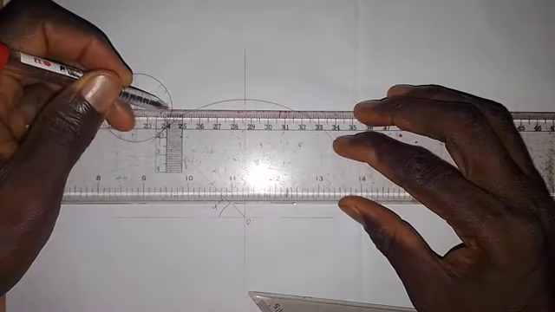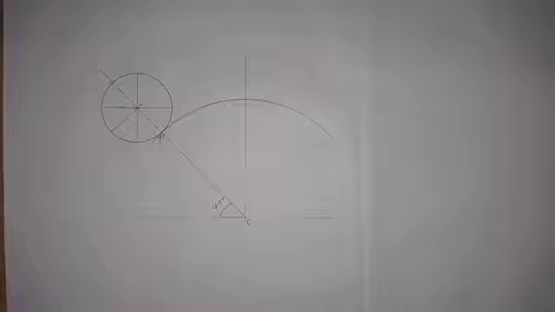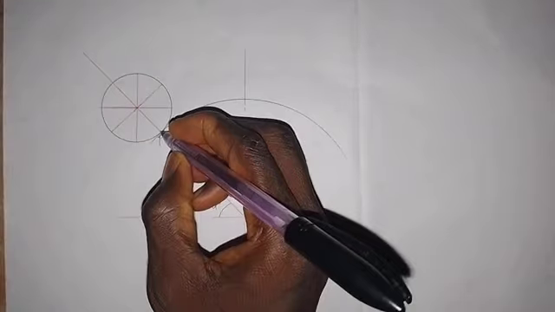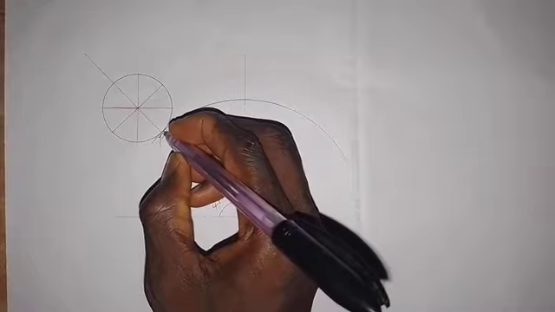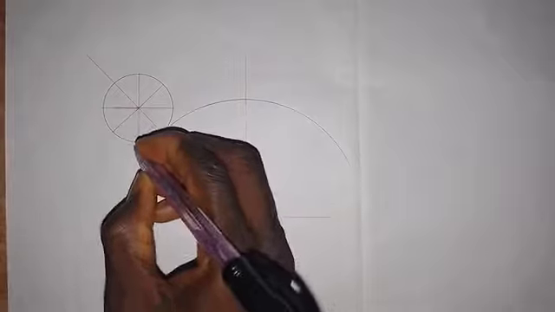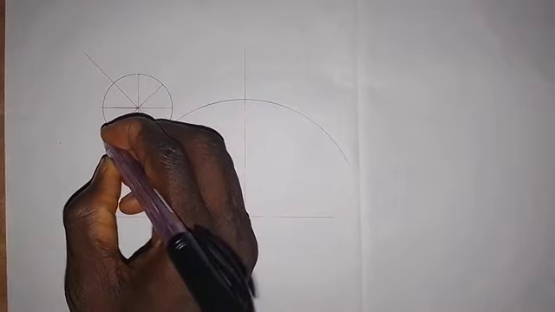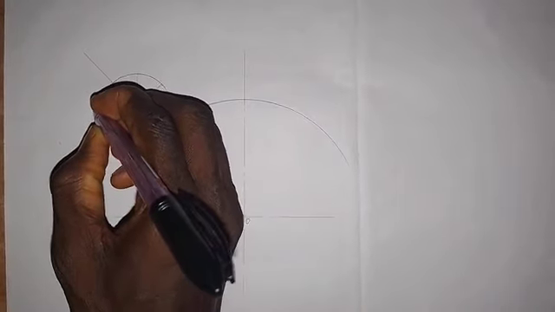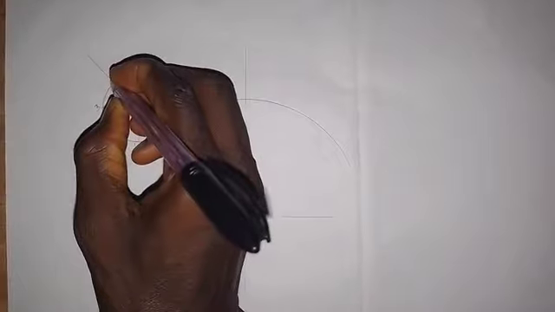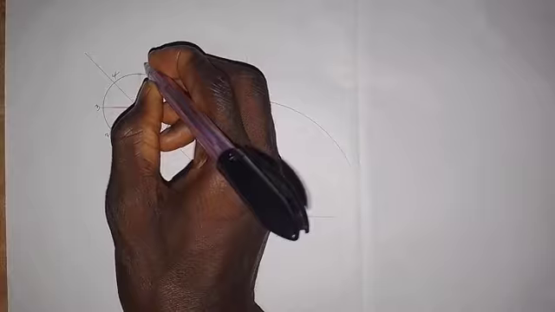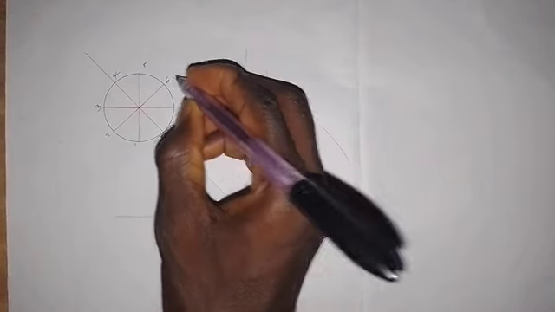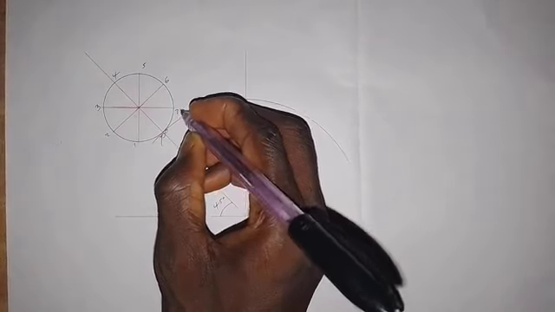Okay, so into 45. The next thing I'm going to do is to number these points. This point is point 0, this is point 1, this is point 2, this is point 3, this is point 4, this is point 5, this is point 6, and this is point 7.